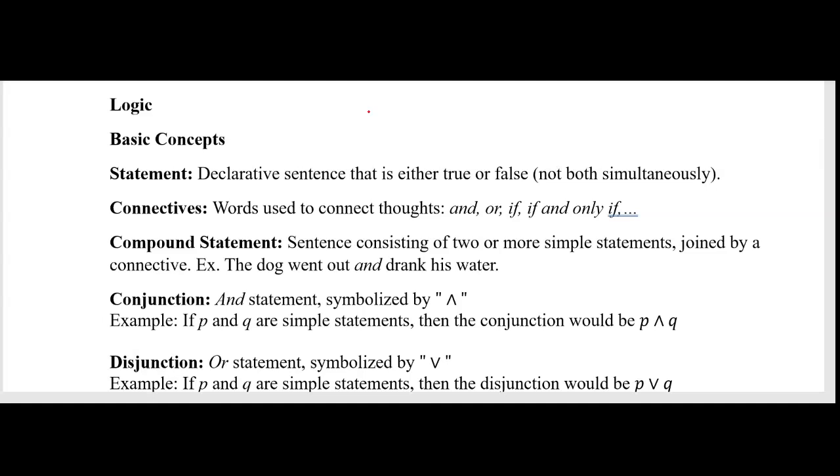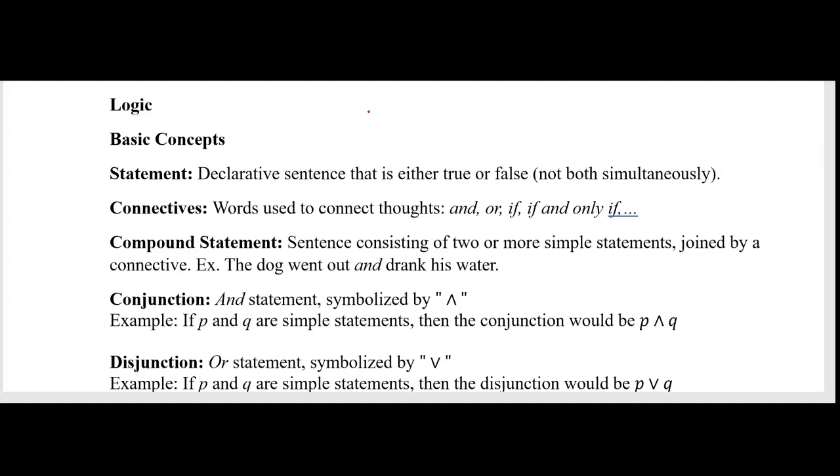Then we have connectives. These are words used to connect thoughts. This is kind of like an English lesson, but then we'll get into more of the symbolic form. If you think about when you combine sentences, we can use connectives such as and, or, if, those types of words. We have compound statements. These are sentences consisting of two or more simple statements joined by a connective.